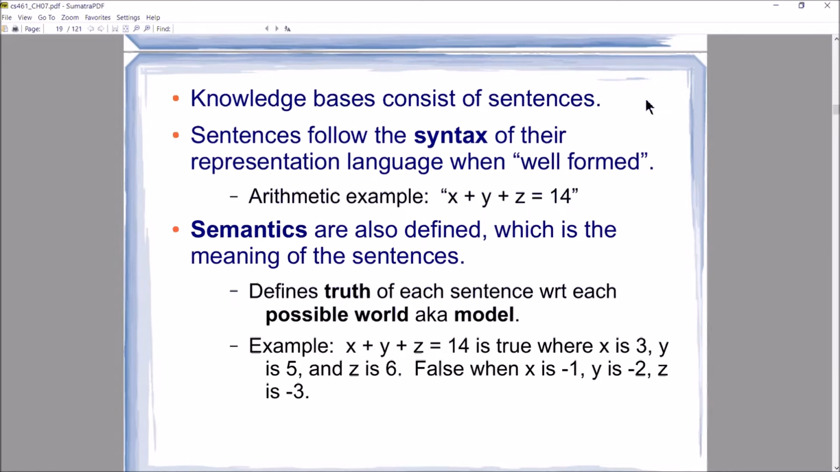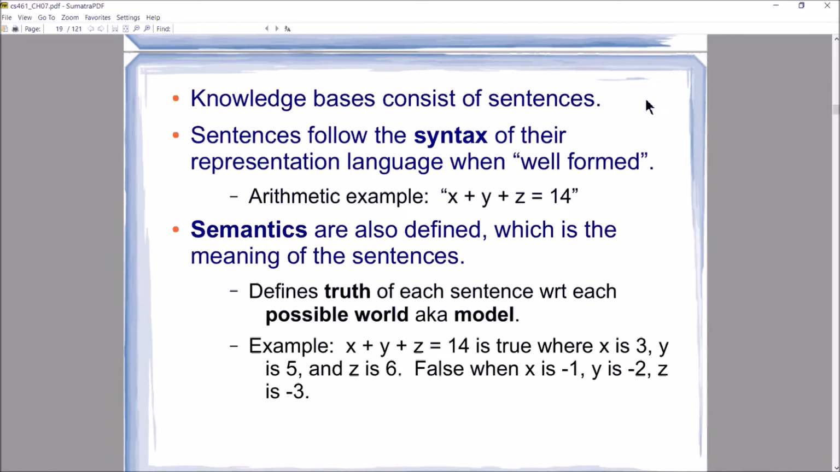Now, the semantics also need to be defined. Semantics, that is meaning, right? So x plus y plus z equals 14 is syntactically correct for arithmetic, to mean the sum of x, y, and z is 14. The x plus y plus z means the sum, and the equals means equivalent to or is equal to, and then 14 represents a quantity. That's the semantics of that sentence. That sentence means the sum of x, y, and z is 14. That's the meaning of the sentence.